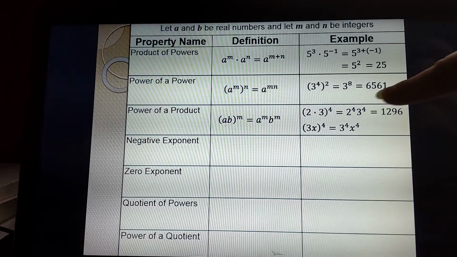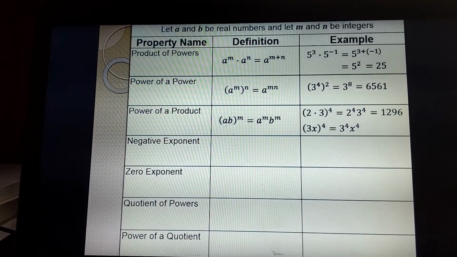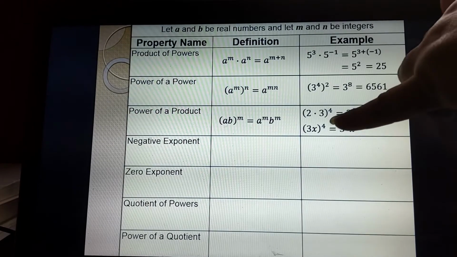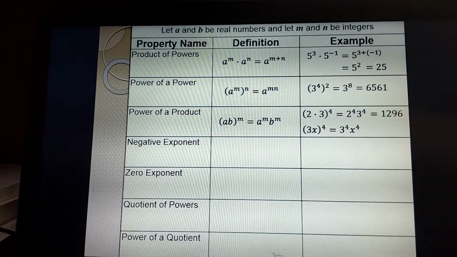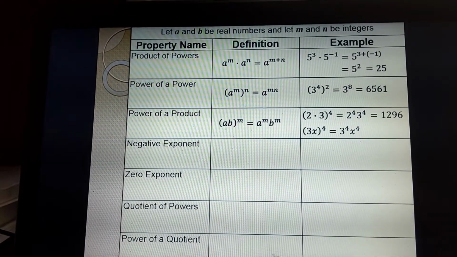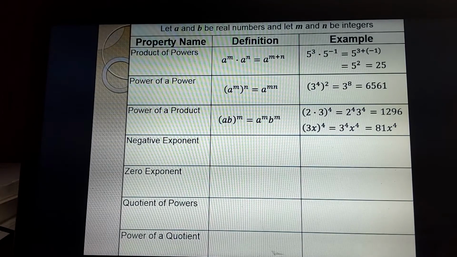Now, students are real good at remembering to put that 4 on the x, but then they'll forget about the 3. And what this rule is saying is that 4 has to go to the x and it has to go to the 3, just like this. So now the only part you need the calculator for is what is 3 to the 4th, and that is 81. So 3x to the 4th is the same as 81x to the 4th.